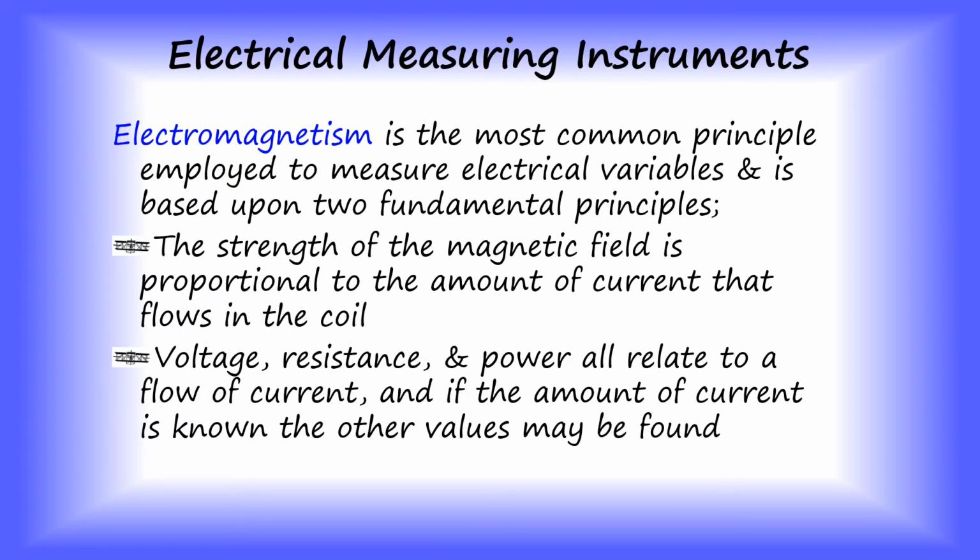The properties of electromagnetism are employed to measure voltage, current, and resistance in a circuit. This works because, as we have already learned, a magnetic field surrounding a coil increases in proportion to any increase in current, and Ohm's law allows us to find any missing value if we know the current.